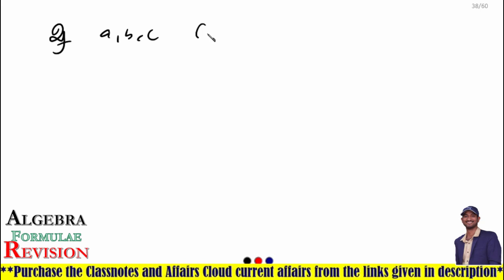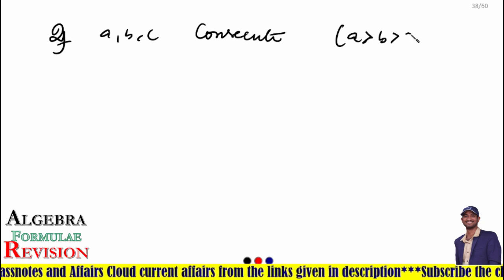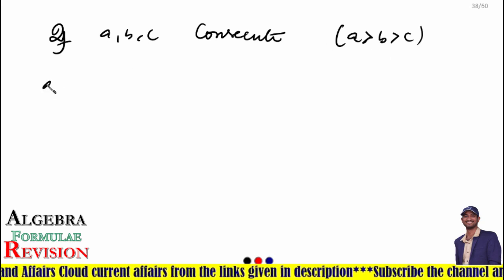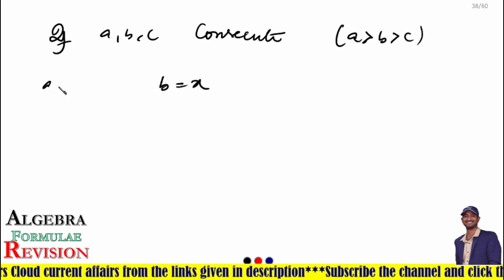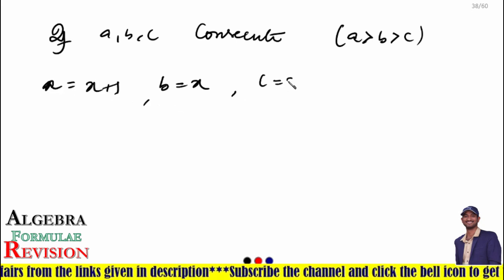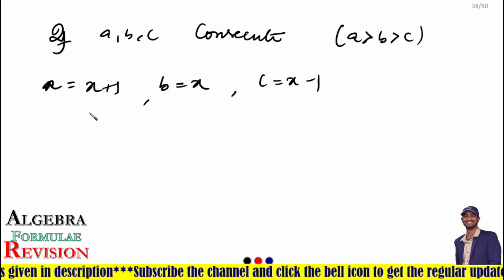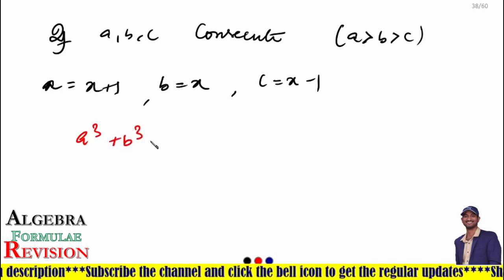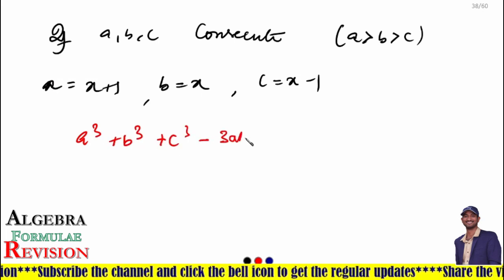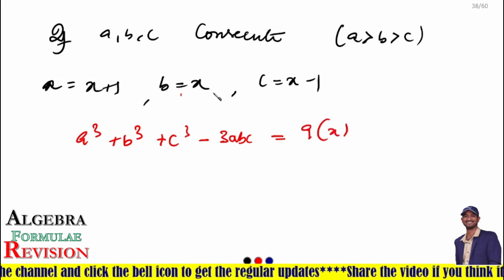There is one more thing. Whenever a, b, c are three consecutive integers such that a is greater than b is greater than c, that means if b is suppose x, then a is consecutive, meaning x plus 1, and c is x minus 1. If there are three variables like this, then a cube plus b cube plus c cube minus 3abc is always equal to 9 times the middle number. What is the middle number? x.